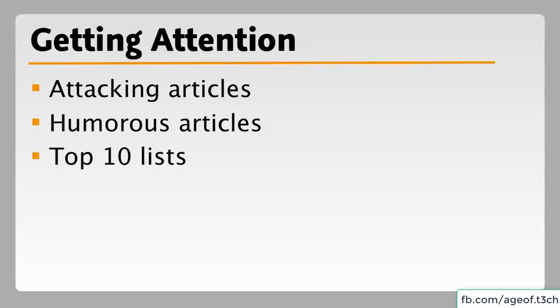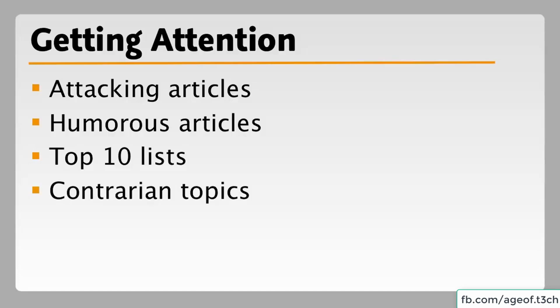Top 10 lists work all the time. The top 10 ways to get links, the top 10 ways to get rankings, the top 10 ways to design a website for rankings. Those things let people know that there's only 10 things, my time's limited, here's what I can learn very quickly. You can also write something that is against the accepted norm.